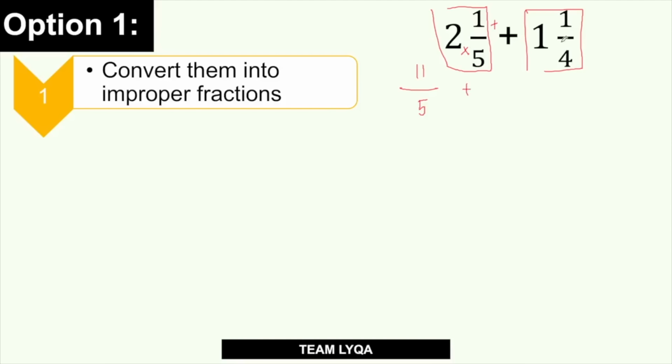And then, plus, and you're going to do the same right here. So, 1 times 4 is 4. Plus 1, that is 5 over 4. Okay? So, yan yung first step mo. Pareho na silang improper fractions.